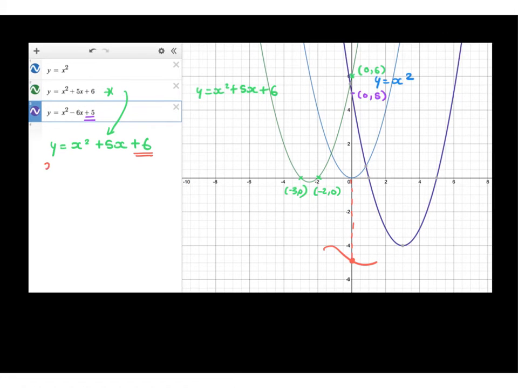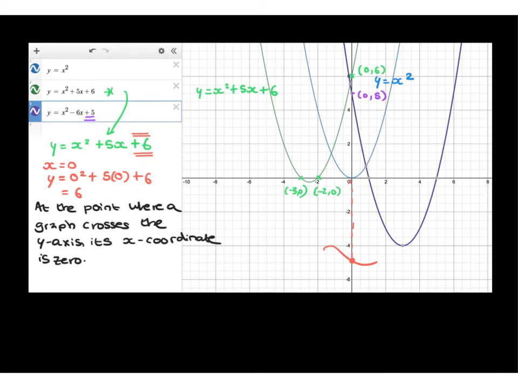So if we substitute in x equals 0 into this equation for y, we get y equals 0 squared plus 5 times 0 plus 6, which of course is just 6, which is the number at the end. And that's why whenever you want to find out where a graph crosses the y-axis, you're just looking at the constant term at the end of its equation, because whenever you substitute in x equals 0, any terms that involve x will become 0 themselves.